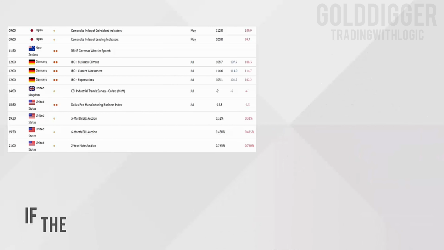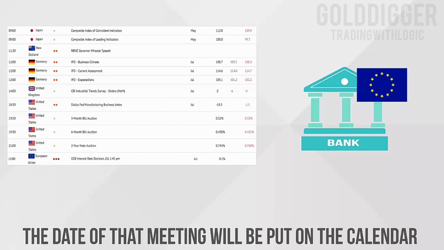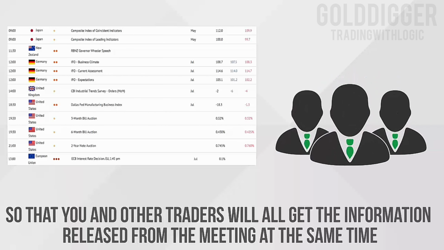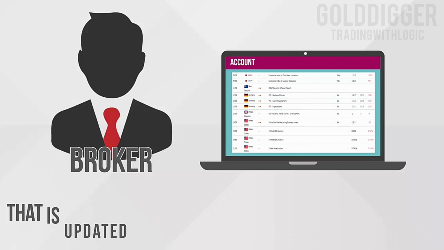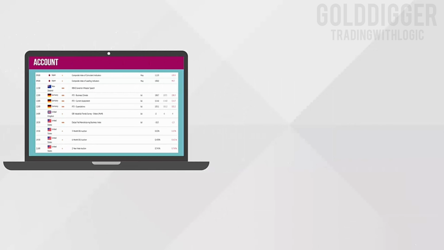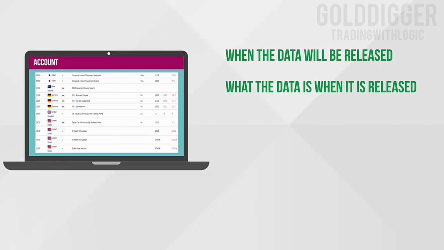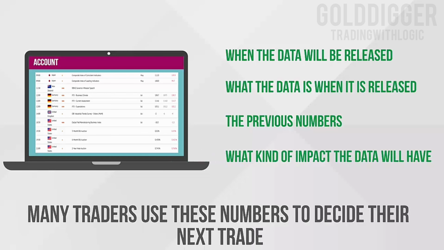For instance, if the European Central Bank is meeting to discuss interest rates, the date of that meeting will be put on the calendar so that you and other traders will all get the information released from the meeting at the same time. Most brokers have a live online economic calendar, which is updated automatically whenever economic or political news is released. Typically, the calendar tells you when the data will be released, what the data is when it is released, the previous numbers, and what kind of impact the data will have on the market. Many traders use these numbers to decide their next trade.